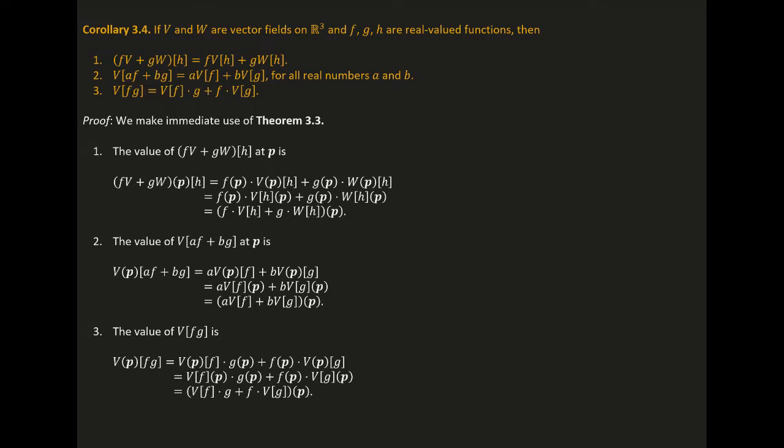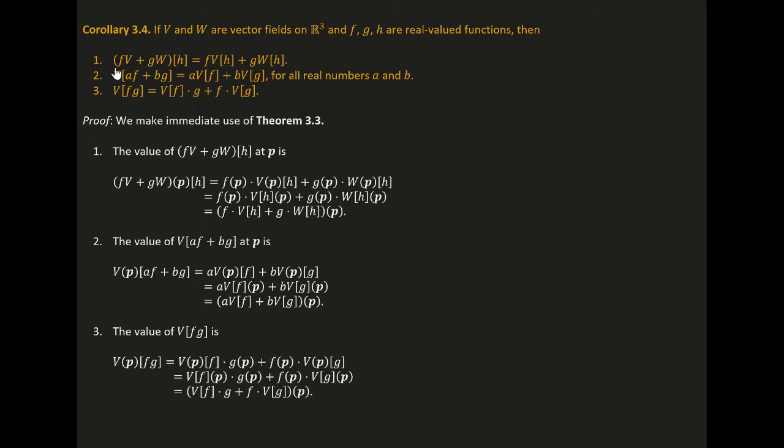Corollary 3.4 states that if V and W are vector fields on R3, and F, G, and H are real-valued functions, then we have, again, the linearity structure that we saw in Theorem 3.3. And we also see the product rule structure that we saw in Theorem 3.3.